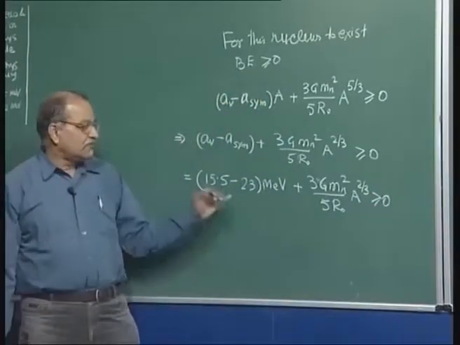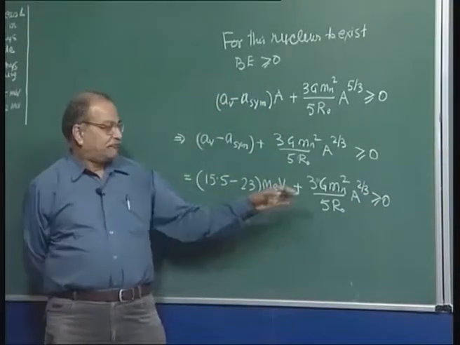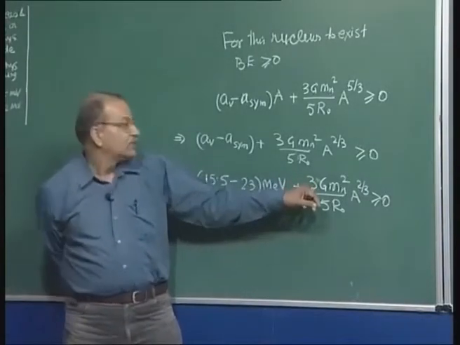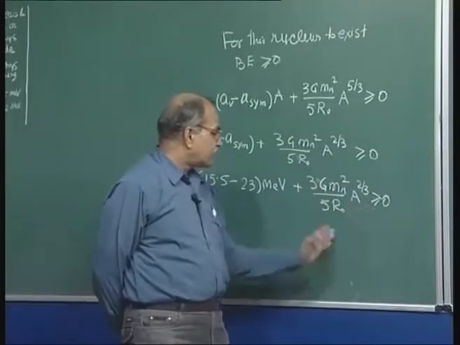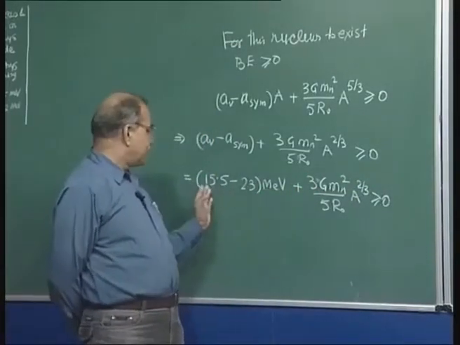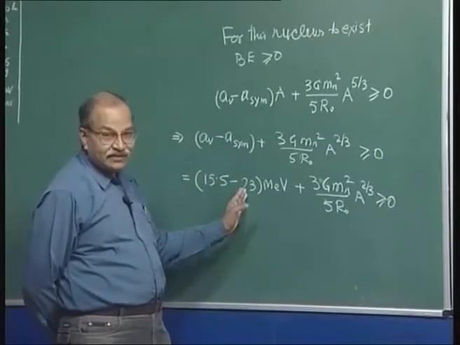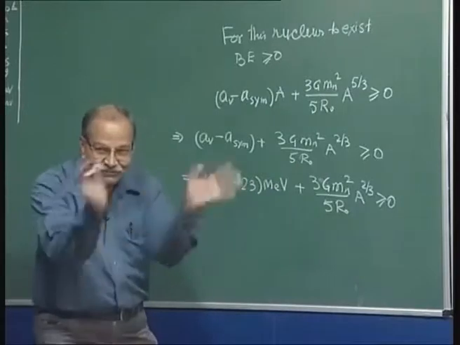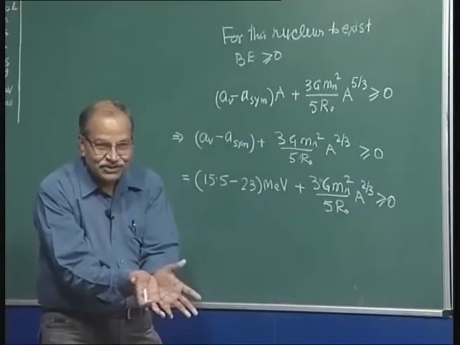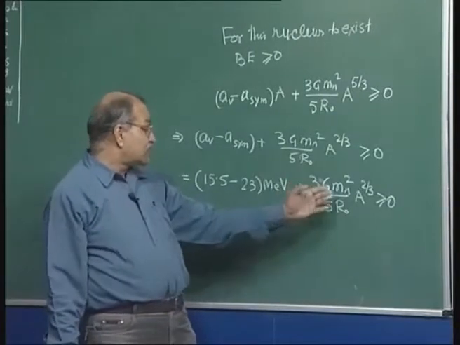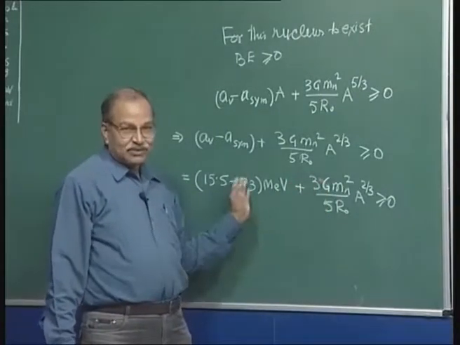Now, from here itself you can see, if you do not have this gravitational term coming here, this will not be greater than or equal to 0. It is 15.5 and minus 23, right, this is negative. So, without gravitation you will not have that nucleus of only neutrons, but once this gravitation positive term is there, it is possible.